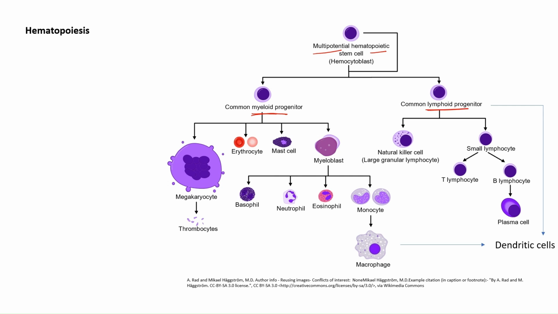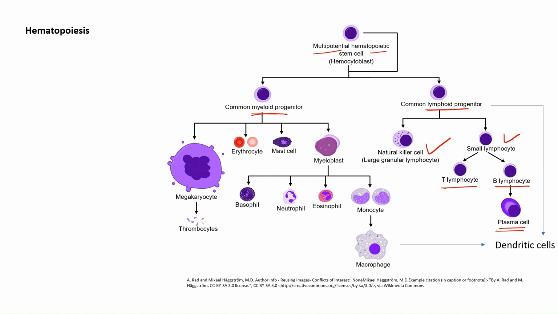Now from lymphoid progenitors, the cells that are produced are natural killer cells, also known as NK cells, and small lymphocytes. From these small lymphocytes, the cells produced are T lymphocytes, also known as T cells, and B lymphocytes, also known as B cells. From B cells, the plasma cells are formed. Plasma cells are the B cells that secrete antibodies.